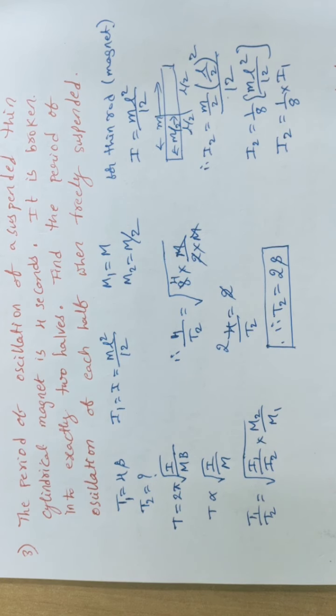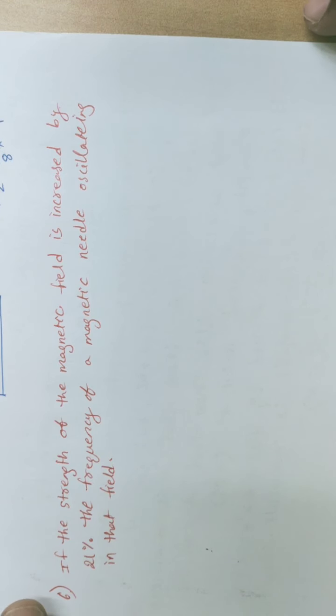Okay students, which formula did we prefer here? For thin magnets, I value is equal to ml square by 12. That formula we used here. Okay, this is one more simple problem for you.